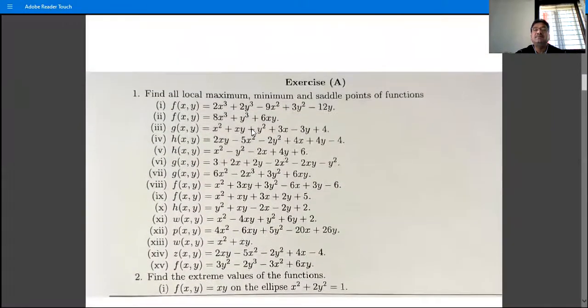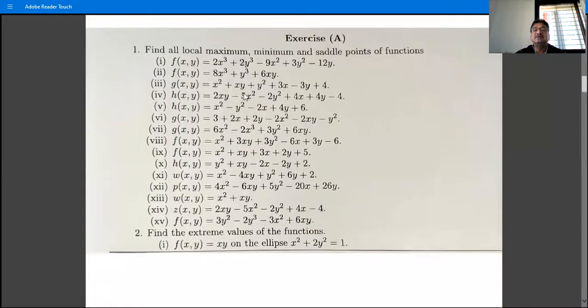So these are some problems for exercise. These are two variable problems, so these are solved by using the second derivative test. That is, find the partial derivatives fx and fy with respect to x and y. Then equate them with 0.